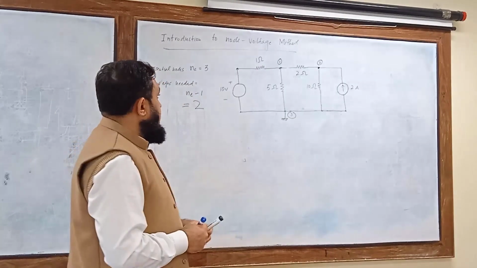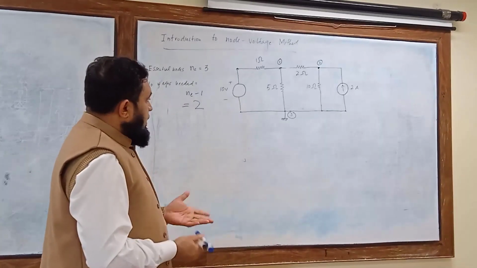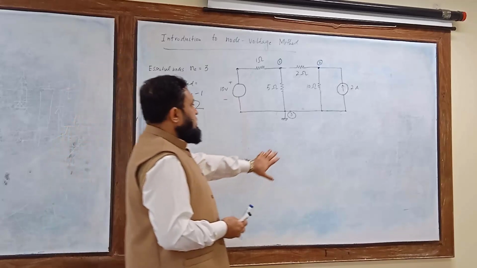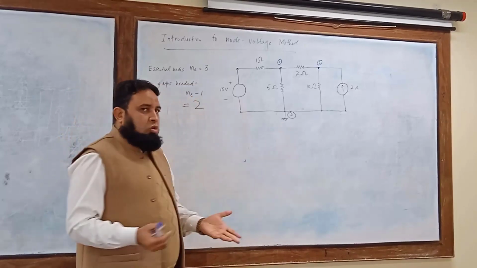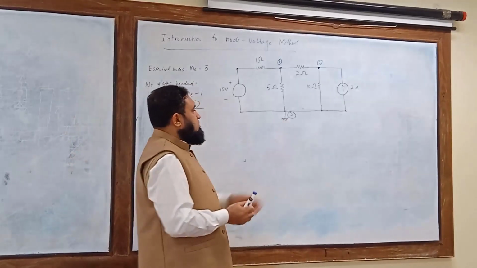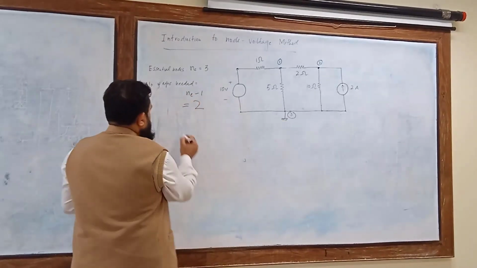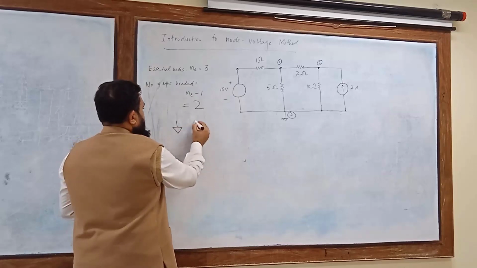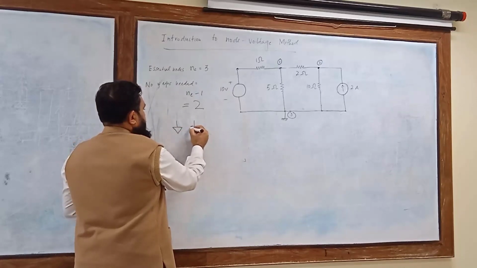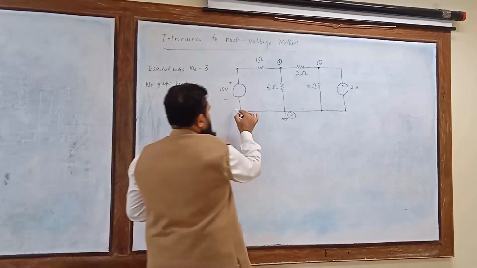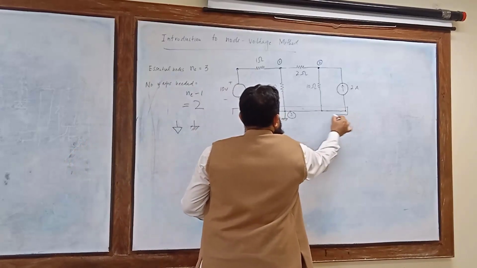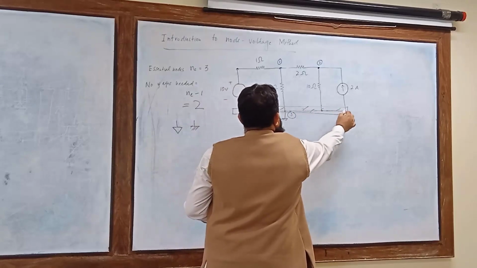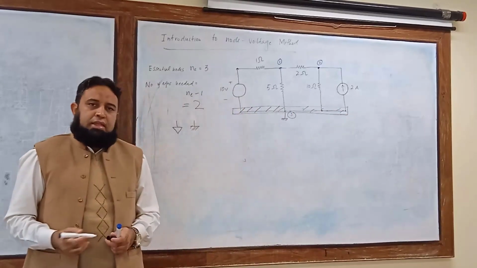Okay, so we have defined the essential nodes, we have marked the reference node. Remember, the reference node can be denoted by this symbol, or you can use the ground symbol like this, or some people just mark it like this. There is no problem with that. Same node.